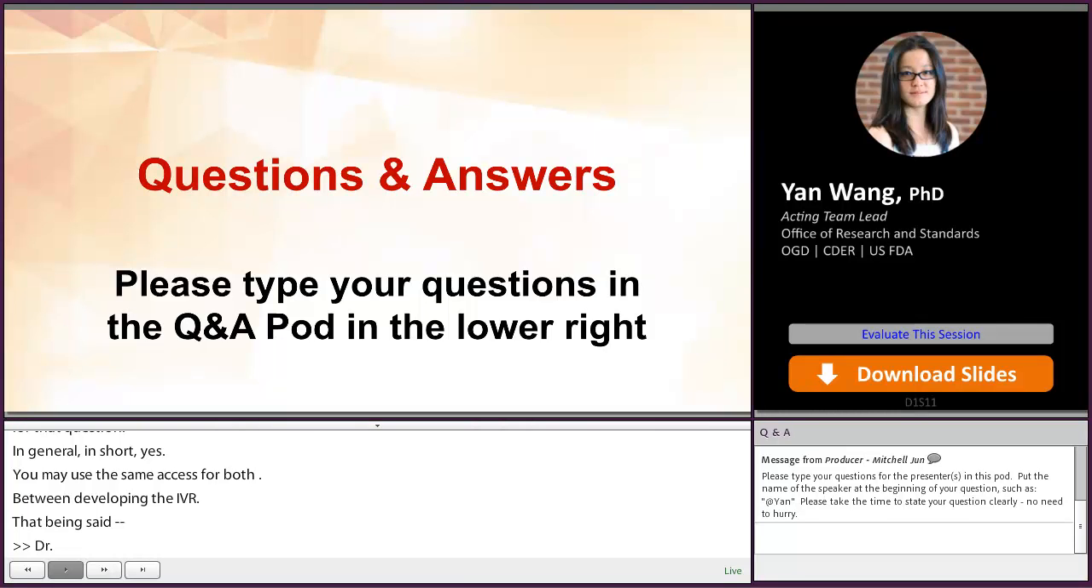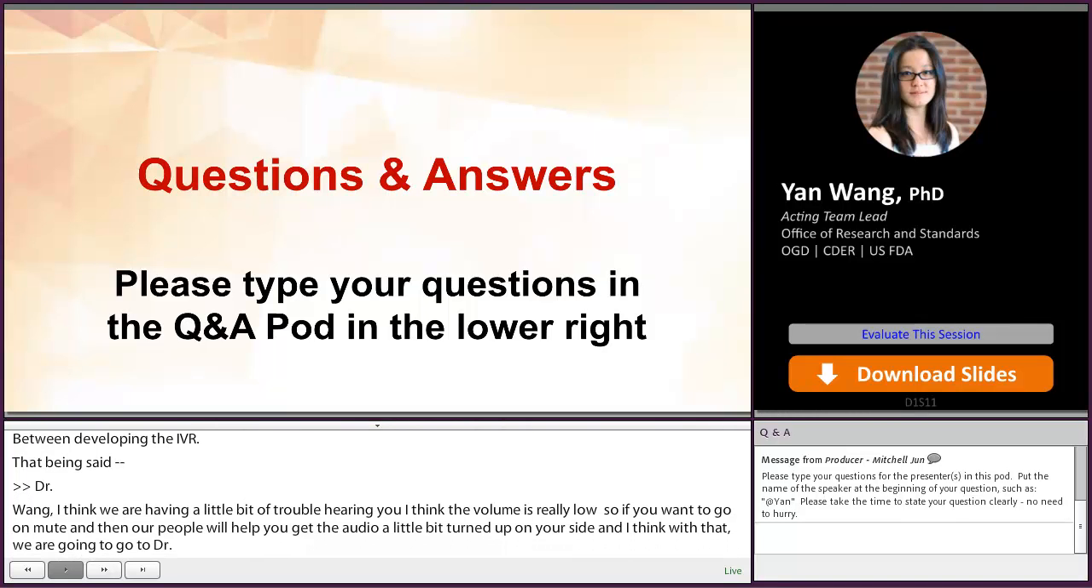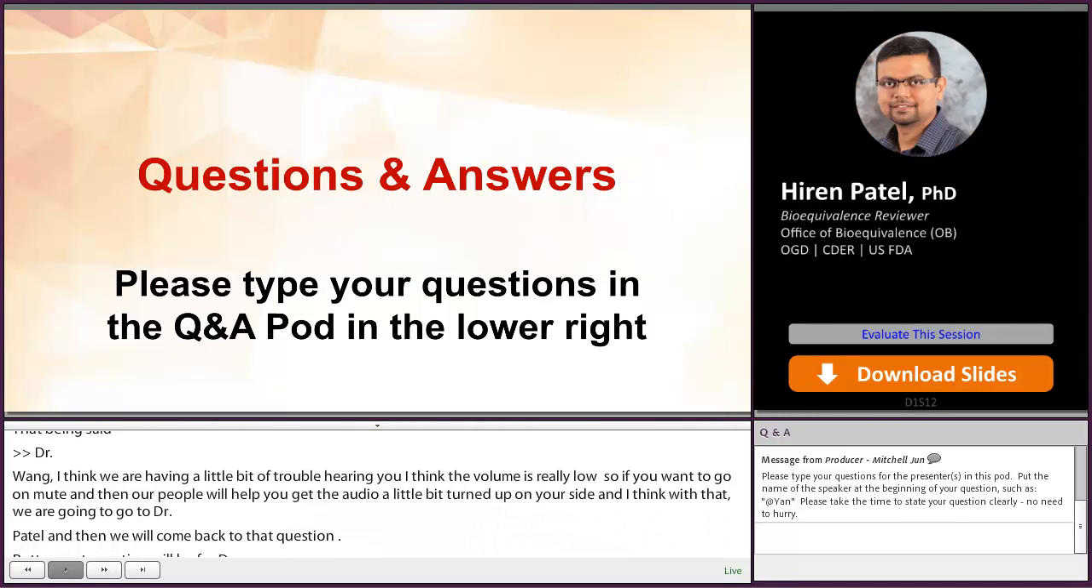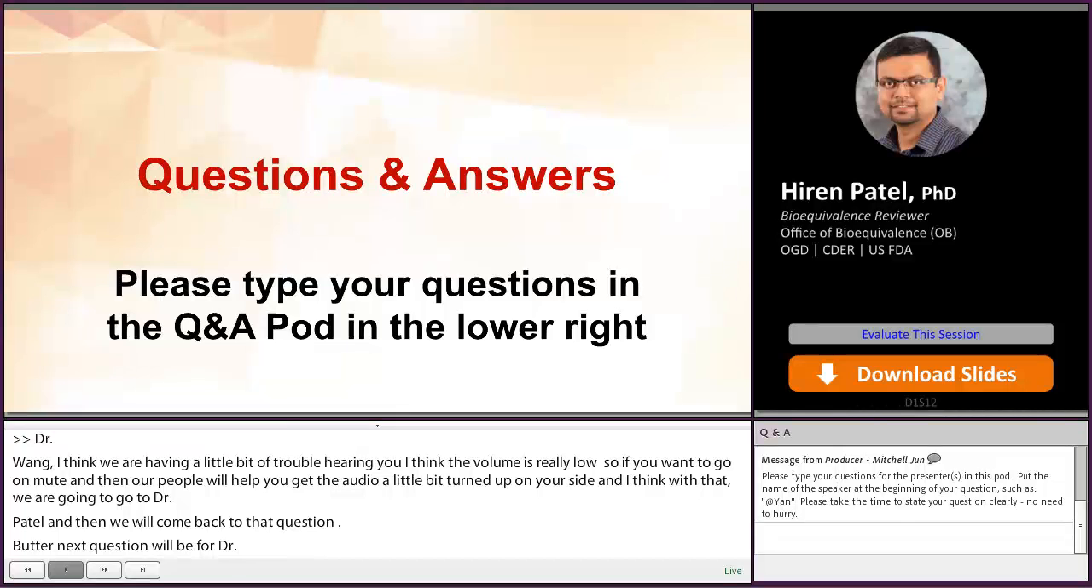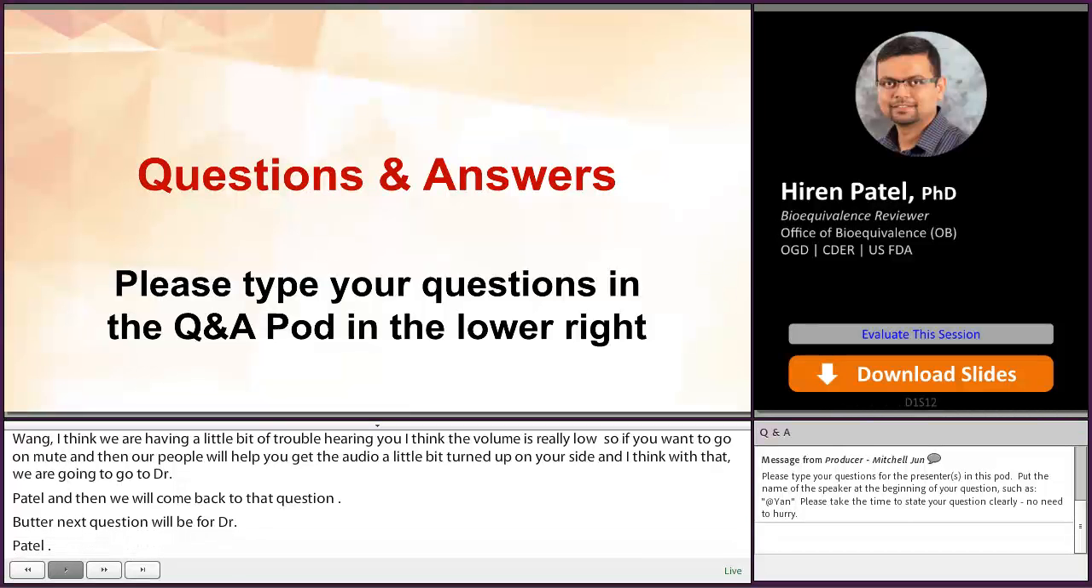But our next question will be for Dr. Patel. So for IVRT sensitivity, selectivity, and specificity, you mentioned the selection of strength, and you specifically mentioned using 150% label claim and not 200% label claim relative to the nominal strength. Would you please share the rationale for the same?